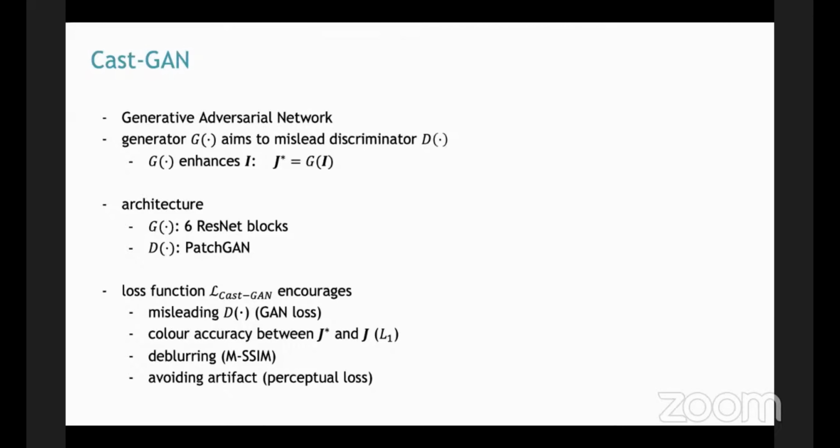So what is slightly more remarkable about Cast-GAN is that the loss function encourages 3 things. The first is the misleading of the discriminator, and then we want to encourage the color accuracy between the enhanced image and the reference image, and also the deblurring using a multi-scale SSIM. And the final thing that we did is to avoid very typical artifacts when we are using GAN to generate image by adding in a perceptual loss.